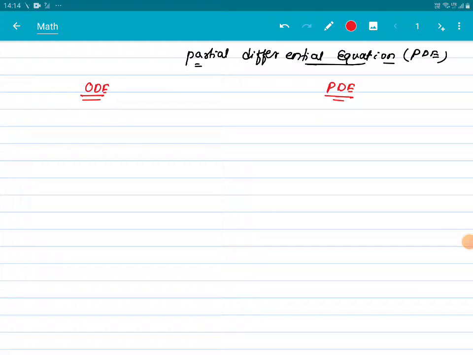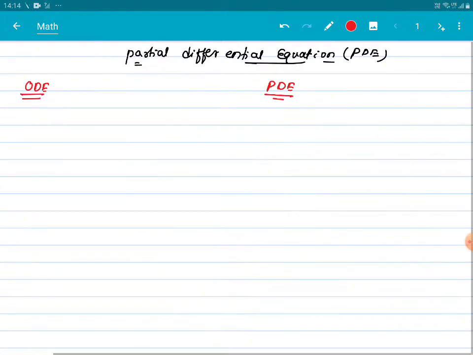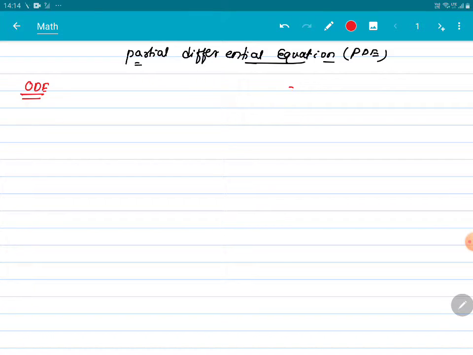Today we'll study partial differential equations. First, we'll study what a differential equation is. A differential equation is an equation which mainly contains the rate of change of a variable. Okay, that one is a differential equation.